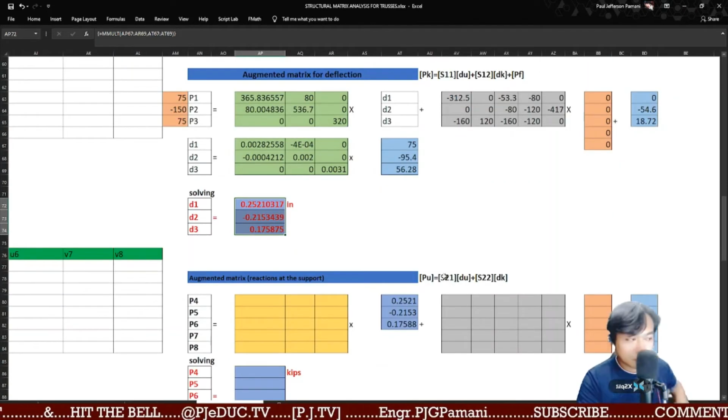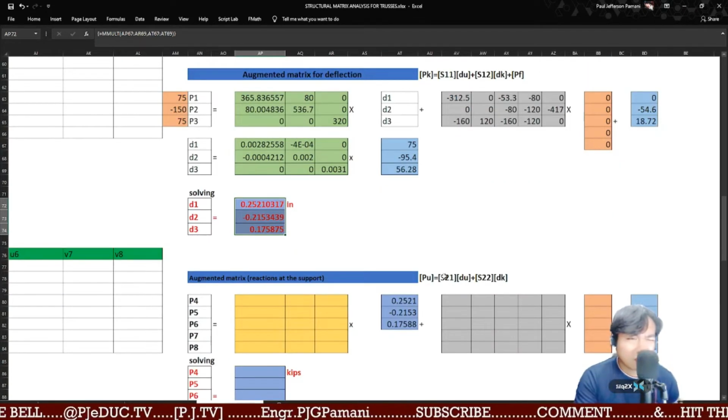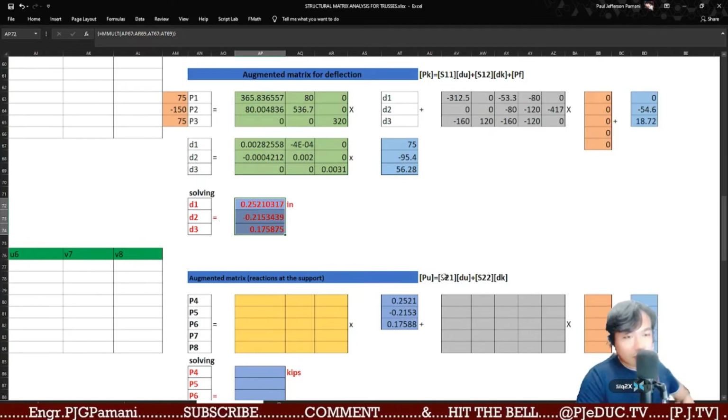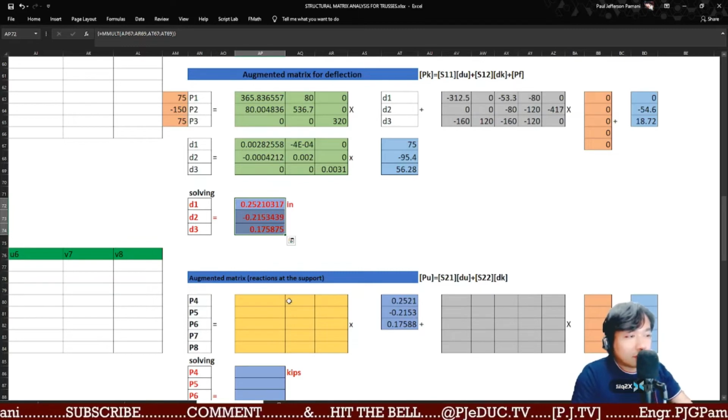Nakuha? Yes po. Tomas? Nakuha? Sir, konti. Opo, konti po.